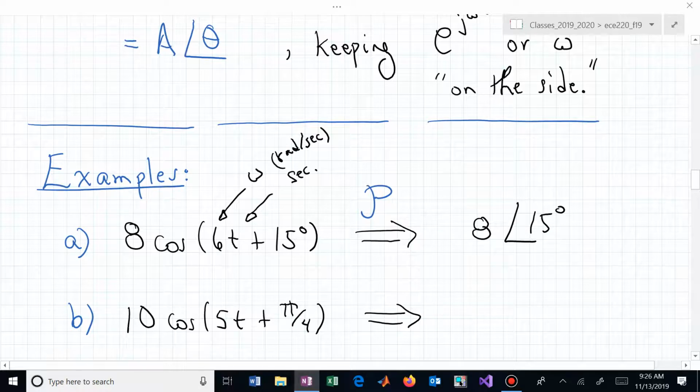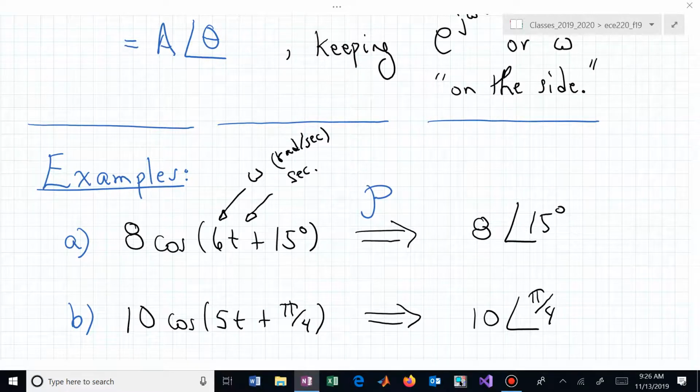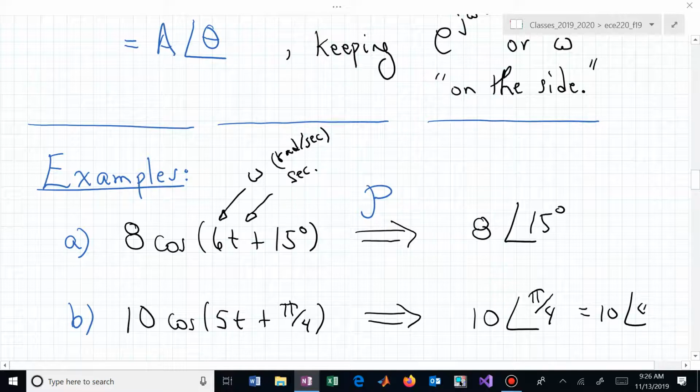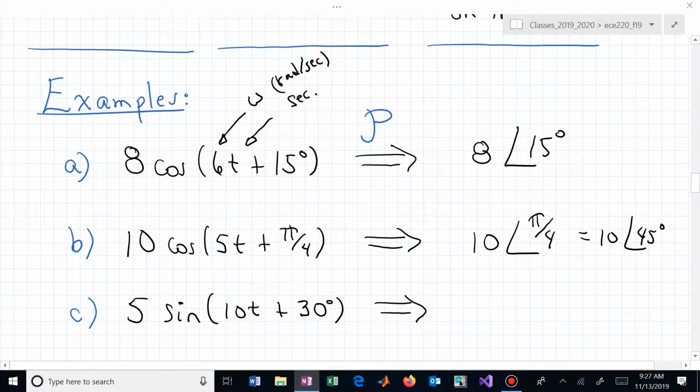This one we would say, oh, everything in the circuit is oscillating at 5 radians per second. What's important is that I now have 10 at pi over 4, or 10 at 45 degrees. Pi over 4 was in radians. One more. What's this one?